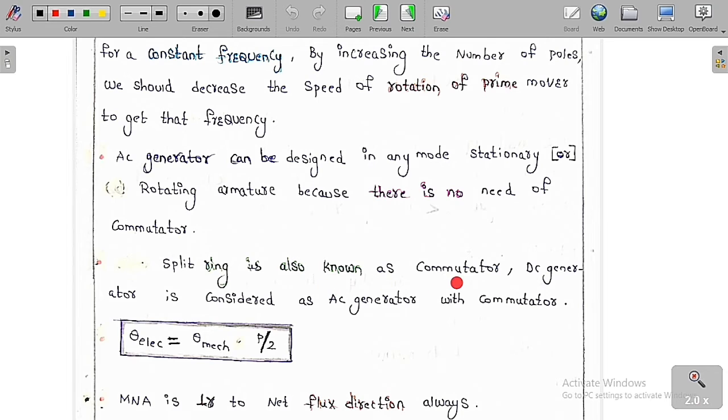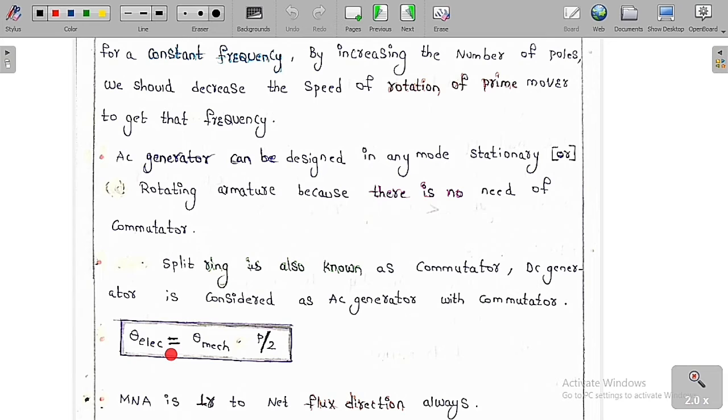Split ring is also known as commutator. Slip rings are fixed to the windings, whereas the split ring is also called a commutator. This generator is considered an AC generator with commutator. If you keep a commutator with an AC generator, the overall combination is called a DC generator, as I have already told you. So the combination of AC generator plus commutator is called a DC generator, and the split ring is also known as the commutator.